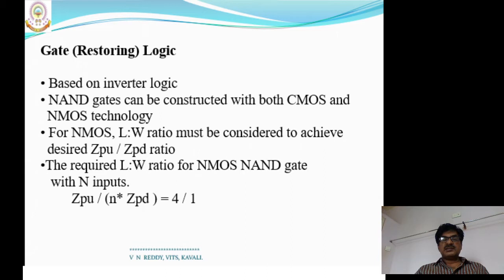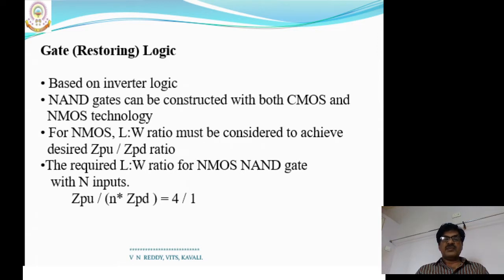In this case, in NMOS technology, proper ZPU by ZPD ratio we have to maintain to get the symmetrical operation. That is 4:1 you have to maintain.